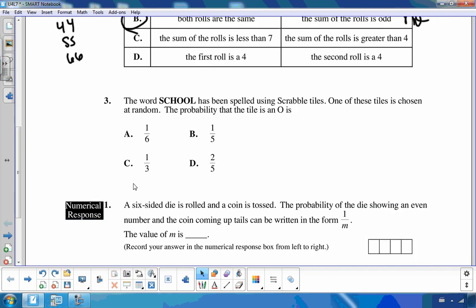Okay, next one. The word school is spelled out using Scrabble tiles. 1 tile is chosen at random. What is the probability that the tile is an O? Well, let's look at how many O's there are. There are 2 out of how many letters in the word school? That's 6. So in lowest terms, that's just 1/3. So C would be your answer.